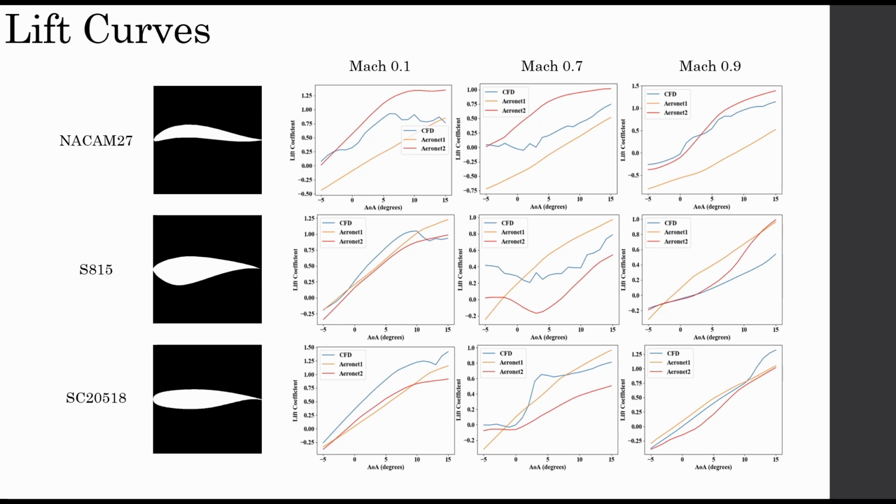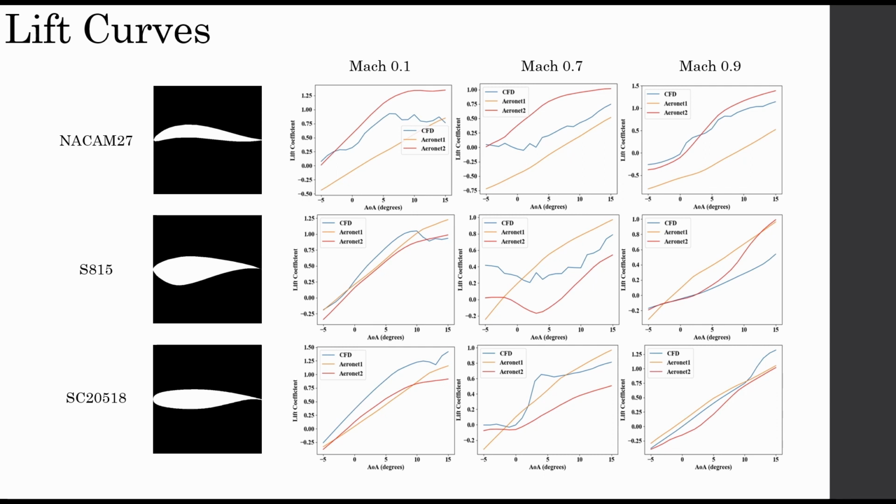Overall accuracies can be misleading. To get a true picture of how the models are working, some relationships must be investigated. These graphs show the lift curves predicted by the models and the CFD for the three airfoils at varying Mach numbers. The graphs show that Aeronet 1 does not appear to fit the relationship shown in CFD results very well for any of the airfoils. Aeronet 2, on the other hand, appears to predict the trend well in certain cases, such as for the NACA M27 airfoil at Mach 0.9 and the SC20518 airfoil at Mach 0.1.